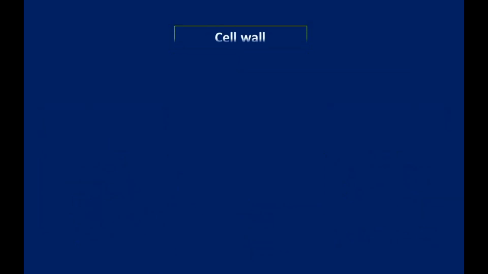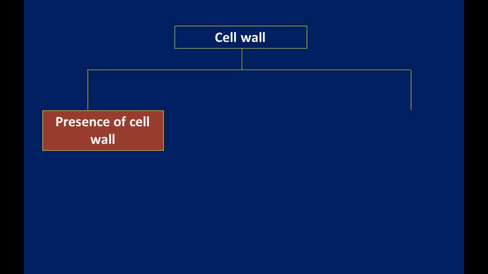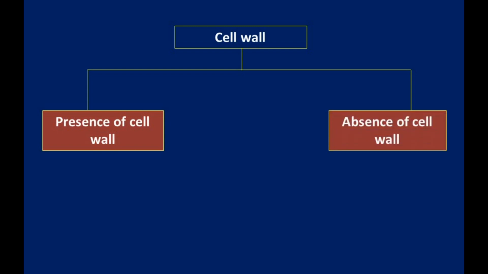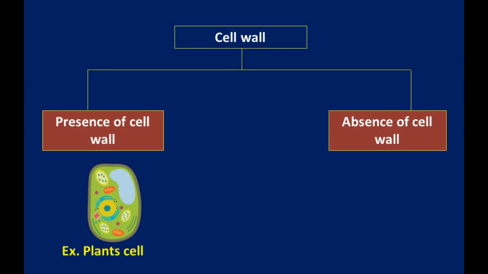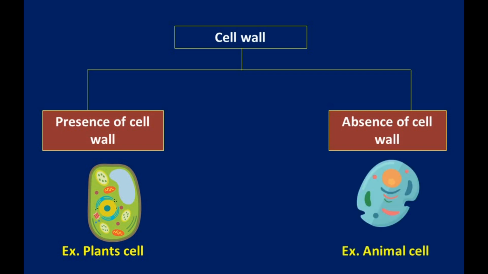Next is cell wall. In some cells, cell wall is present and in some cells, cell wall is absent. Presence of cell wall and absence of cell wall. Example of presence of cell wall: all plant cells. Absence of cell wall: animal cells. On the basis of these characteristics, all living organisms are grouped into different groups.